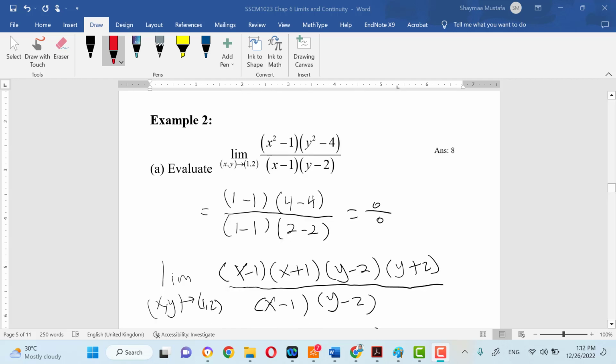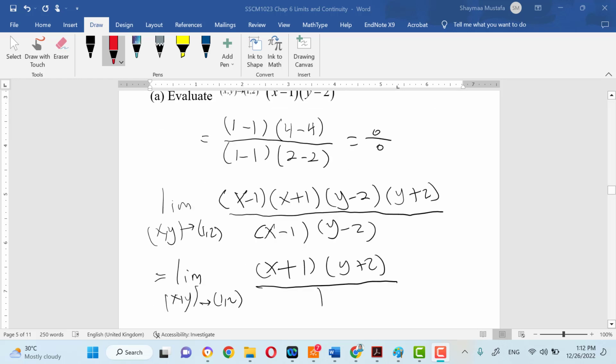The denominator factors x − 1 and y − 2 are linear factors, not quadratic, so we cannot factor them further. But we have common factors that can be cancelled: x − 1 cancels with x − 1, and y − 2 cancels with y − 2. So I only need to calculate the limit of (x + 1) multiplied by (y + 2).